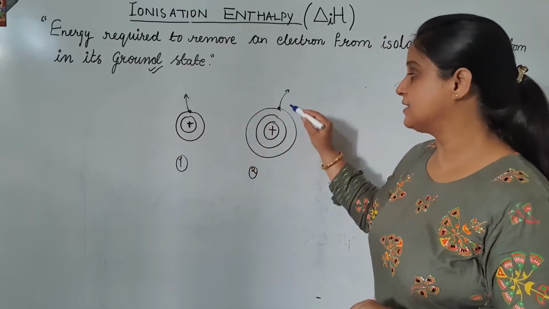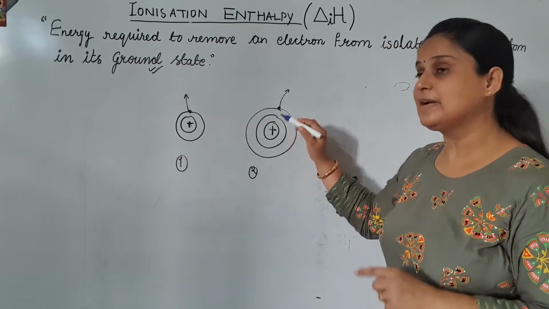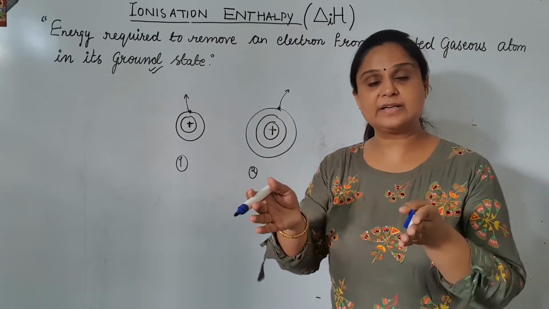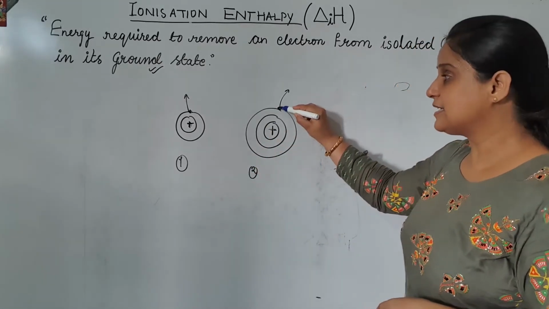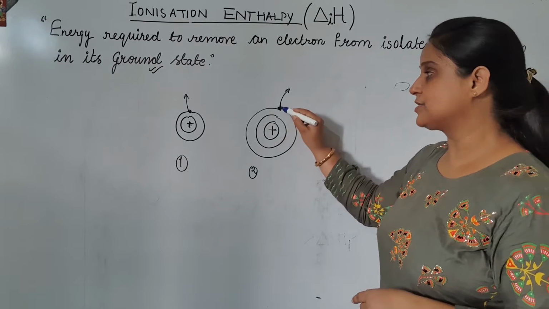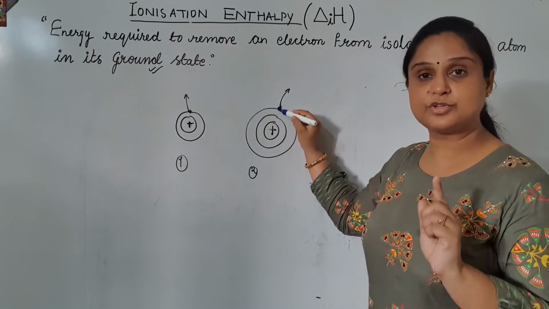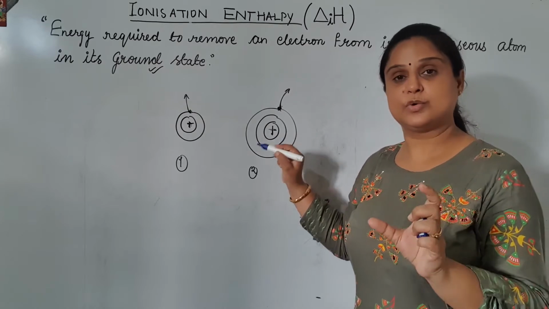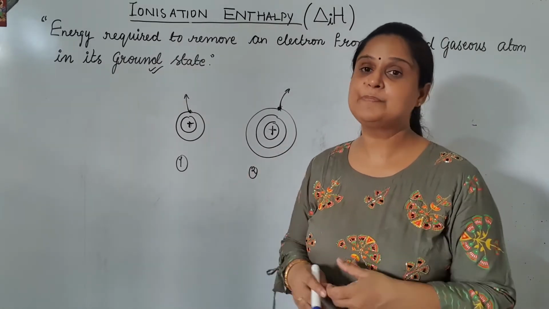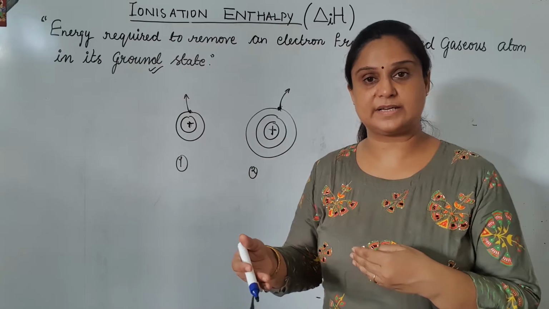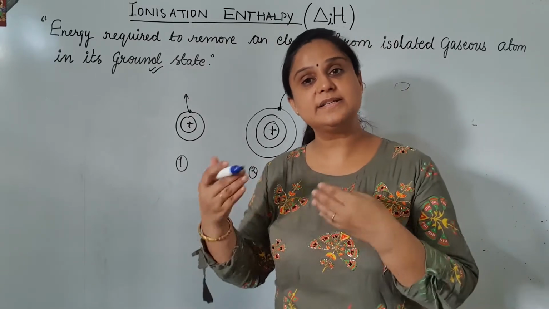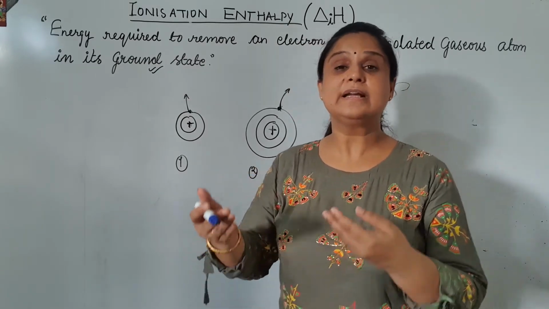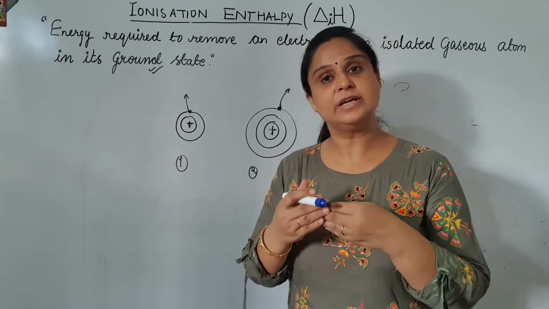On the other hand, in this atom the nucleus is somewhat deep because the atom is bigger in size, and now it becomes easy to remove this electron because the forces of attraction between the outermost shell electron and the nucleus will be comparatively less. So in a nutshell we can say कि जैसे जैसे साइज बढ़ता जाएगा, the more the size, the easier it will be to remove the electron and the lesser will be the ionization enthalpy.